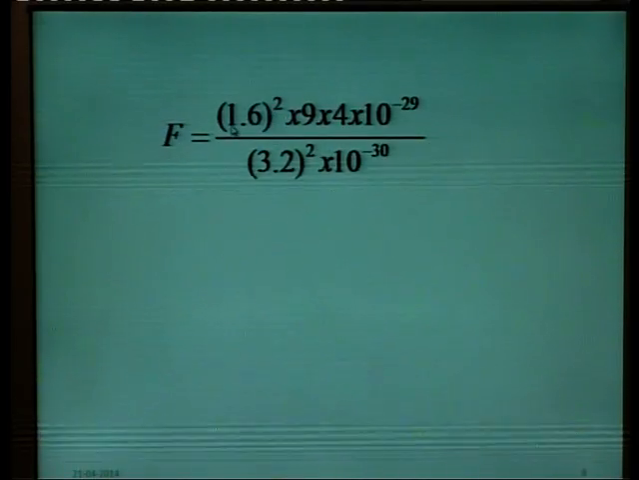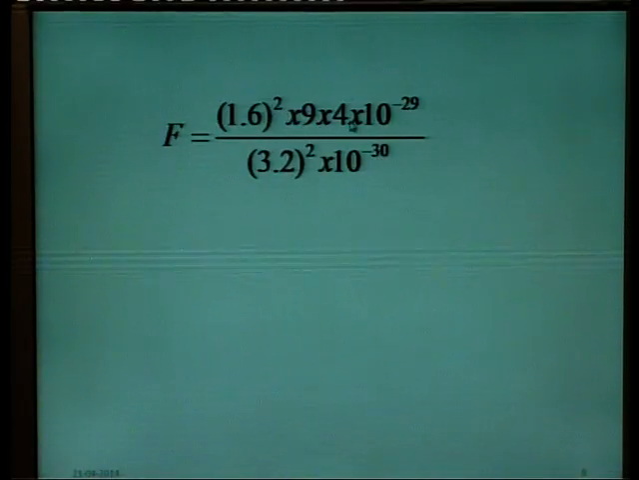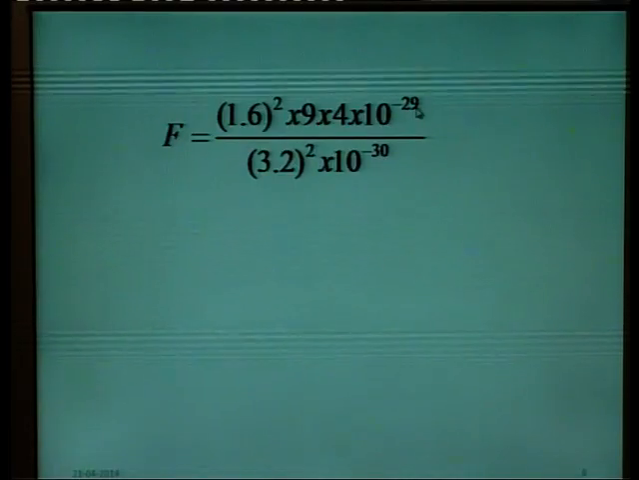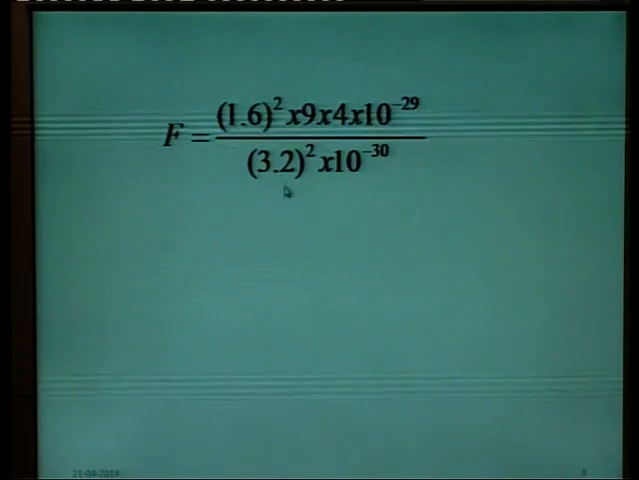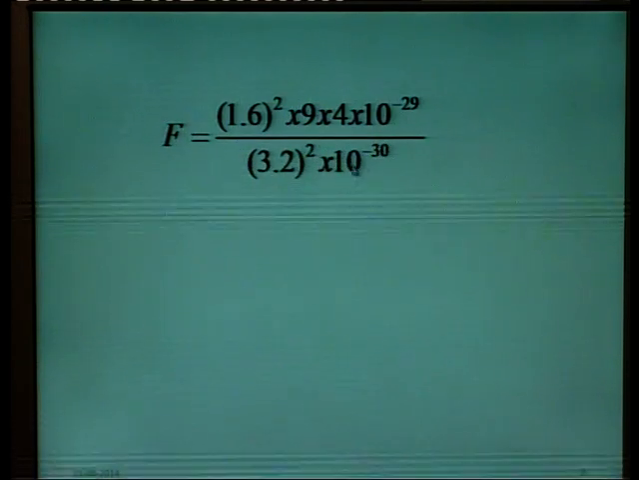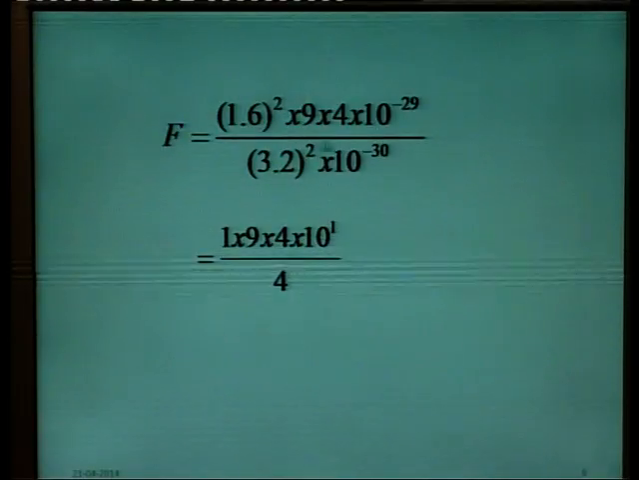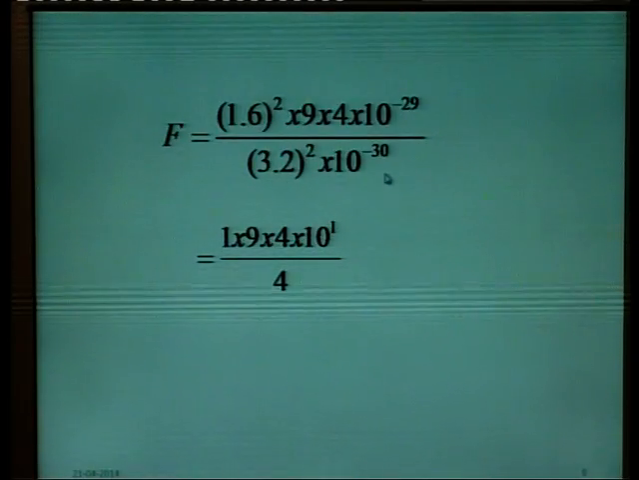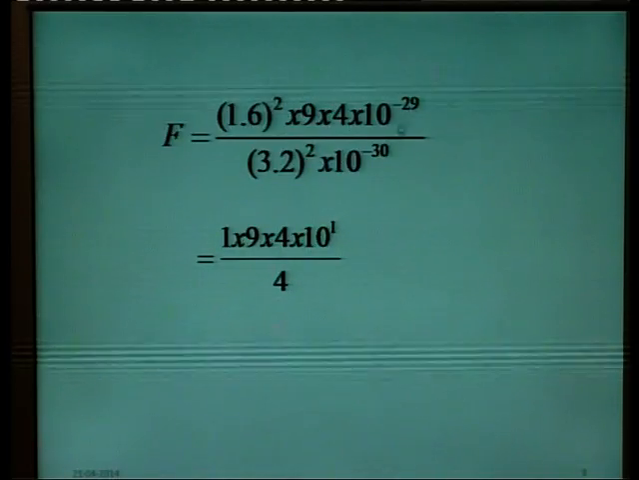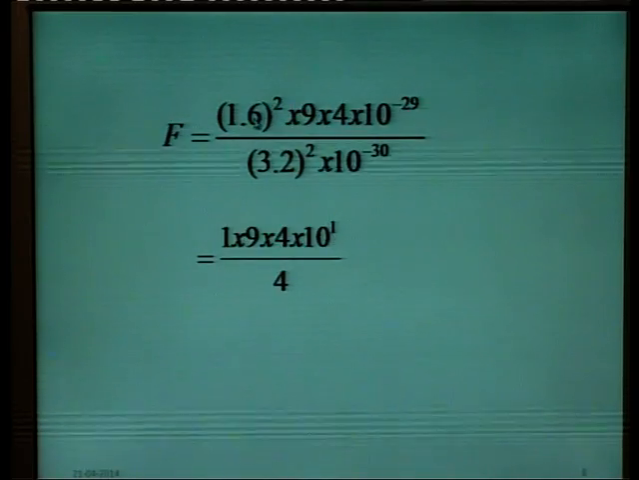So, if you make the calculations, 1.6 square into 9 into 10 to the power minus 38 plus 9 gives you 10 to the power minus 29, divided by 3.2 square, and 10 to the power minus 15 the square you will do, 10 to the power minus 30. Then you take 10 to the power minus 30 from the denominator into the numerator. 30 minus 29 gives you 10 to the power 1.